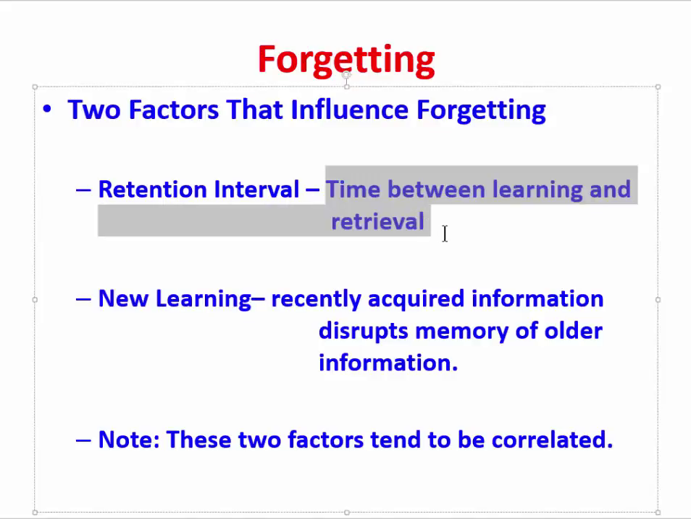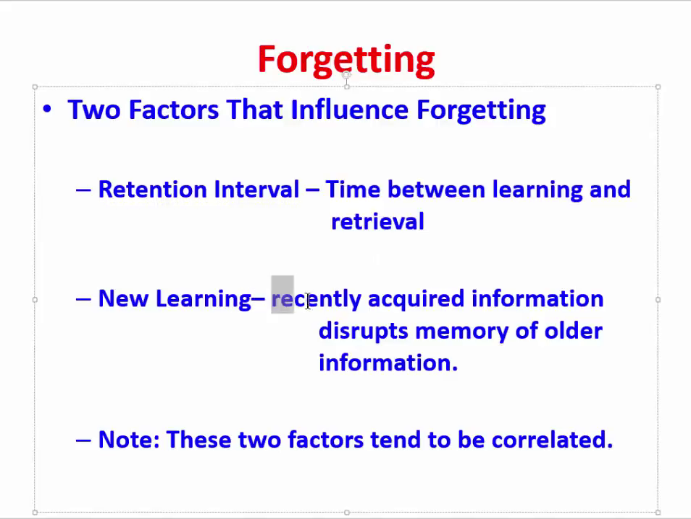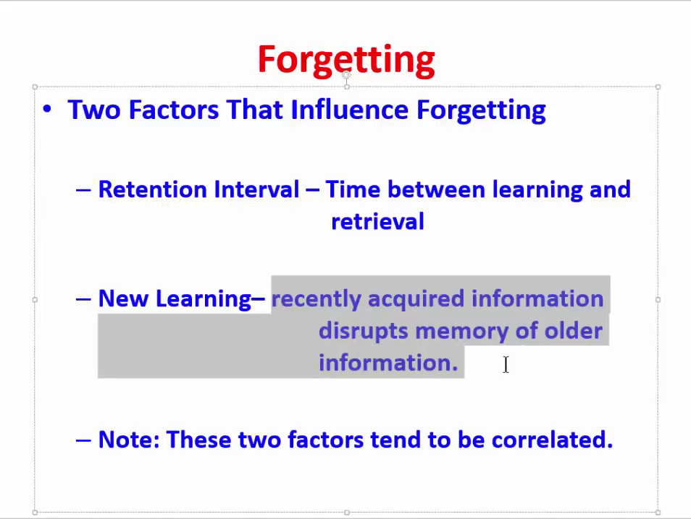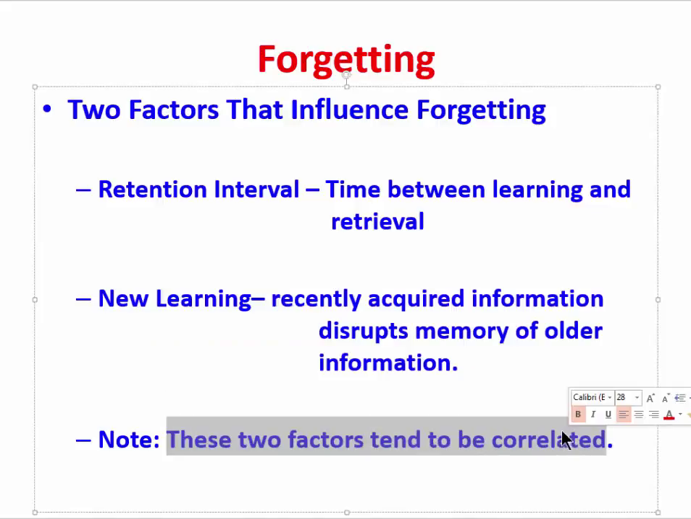So let's just remind ourselves that the retention interval is the time between learning and retrieval, and that can be experimentally manipulated. That can be the number of days or the number of hours between when we're encoding and when we're asked to retrieve. The other factor, new learning, we might think of as recently acquired information that can disrupt memory of older information. And what's important is that these two factors tend to be correlated.